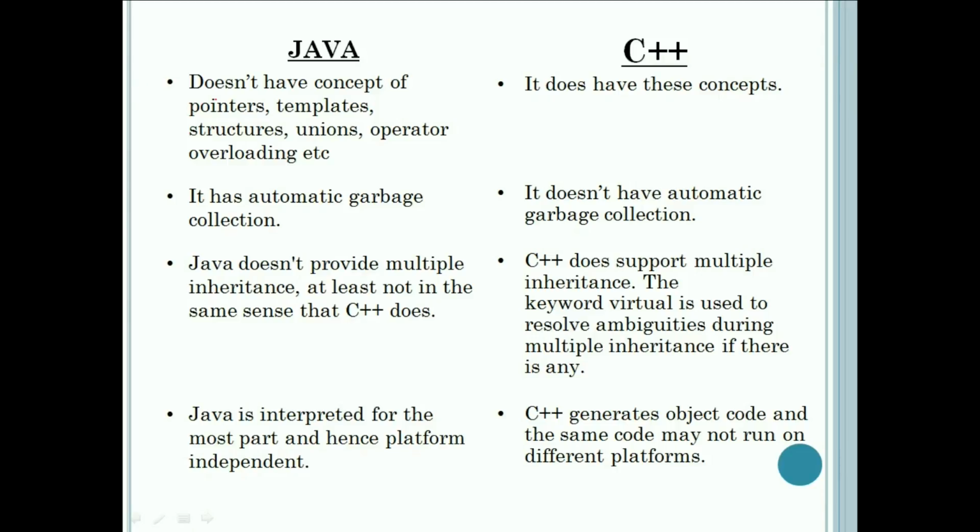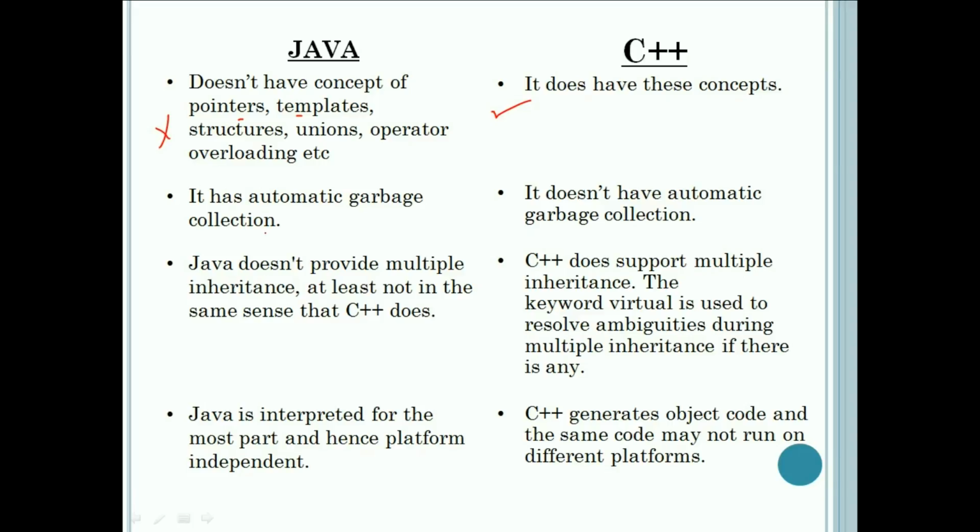They have some similarities, like they have OOPS concepts like encapsulation, inheritance, polymorphism, abstraction. All the OOPS concepts are available in Java and in C++. But they have some differences. Java does not have the concept of pointers, templates, unions, operator overloading, etc. But C++ has. Due to the absence of pointers in Java, it has only call by value, while C++ has both call by value as well as call by reference.